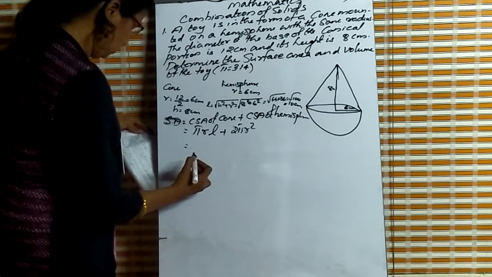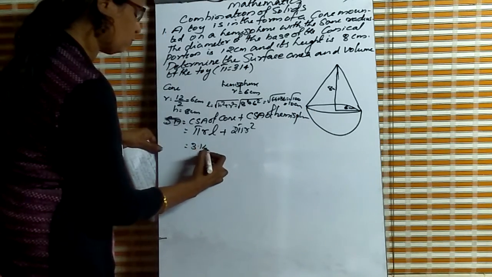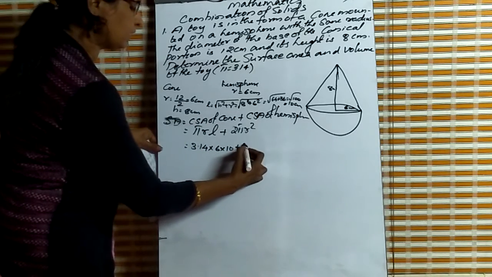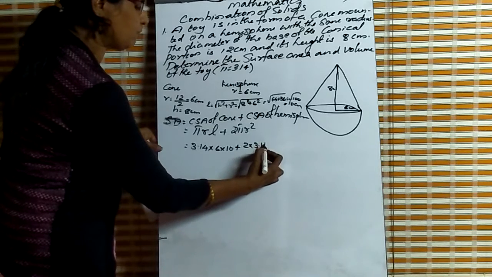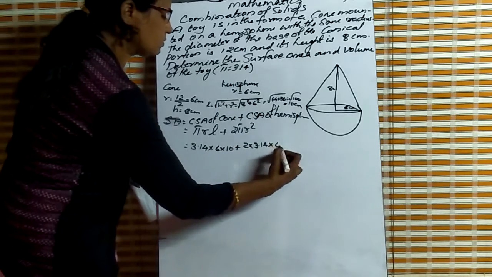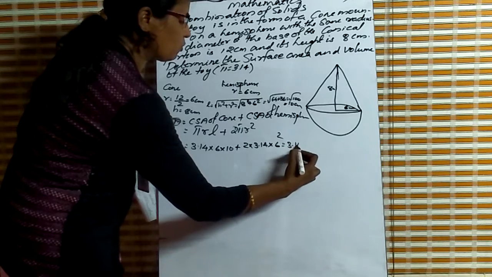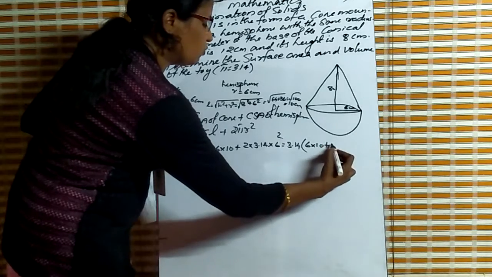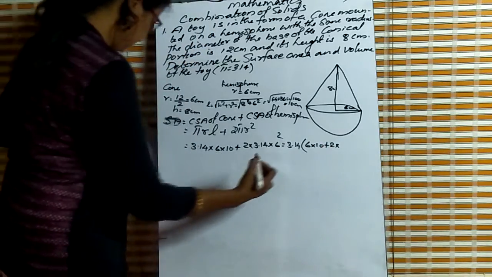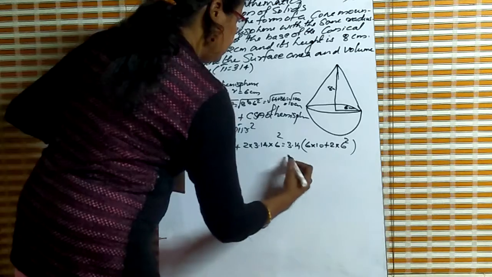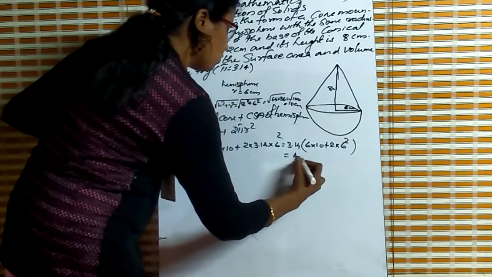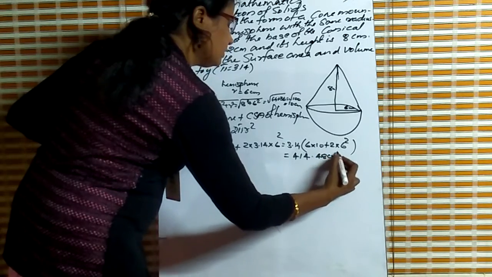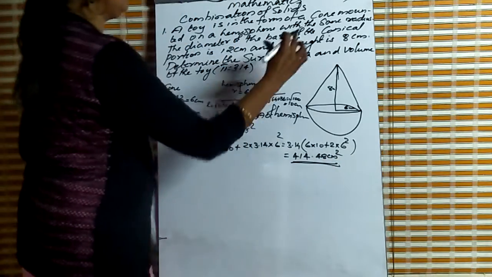So the value of pi is 3.14, into r, radius is 6, into L, 10, plus 2 into 3.14 into r, 6 square. Take 3.14 common outside, remaining 6 into 10 plus 2 into 6 square is equal to 414.48 centimeter square is the surface area of the toy.